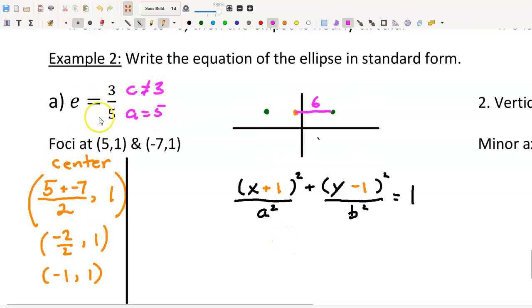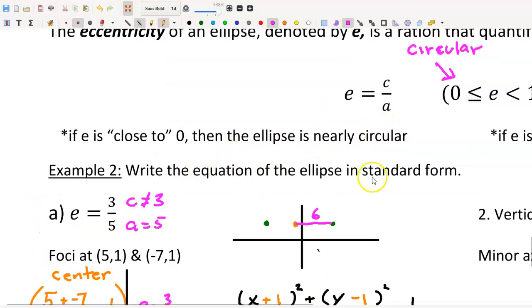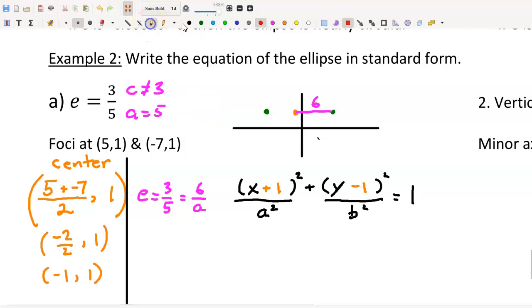And along with the eccentricity, which is C over A, we can solve for what A is. So we'll take E, which is 3 over 5, and that's going to be equal to 6, from right here, over A. The 6 came from here, whereas the 3 over 5 came from what we were given. So we can use that to solve for A.